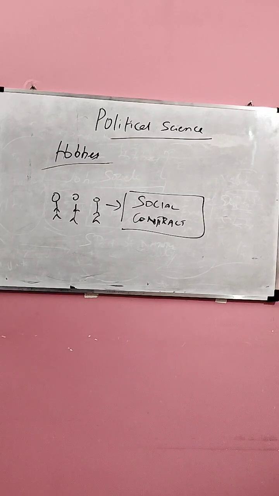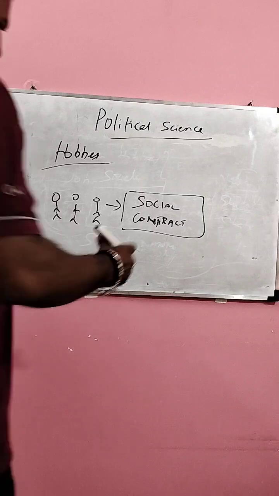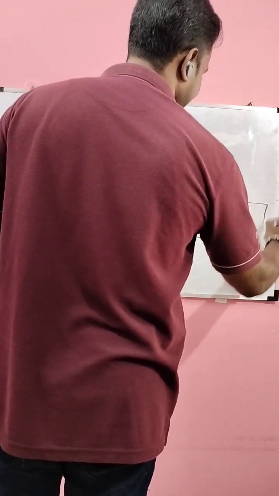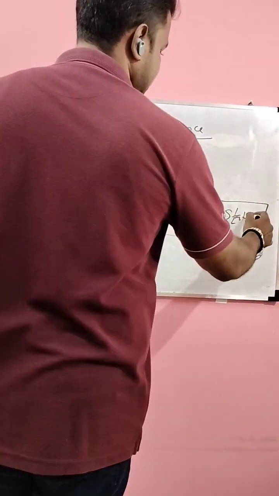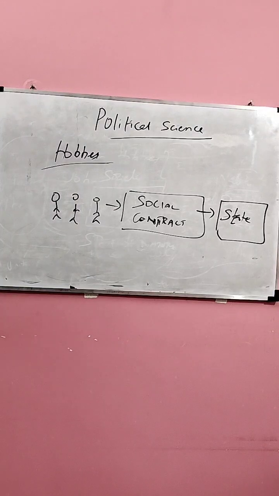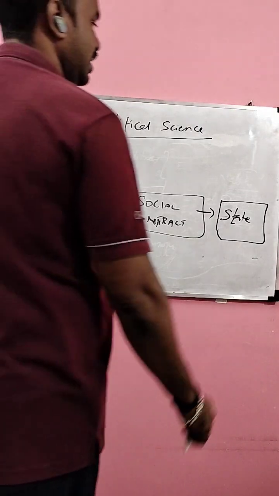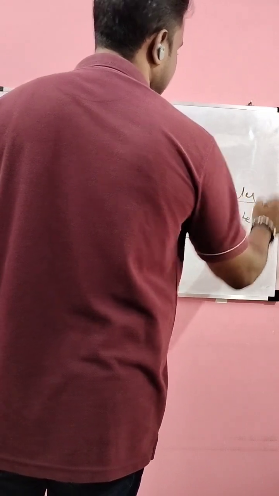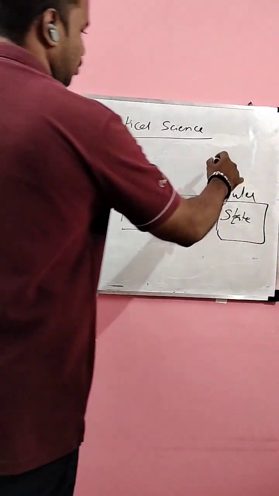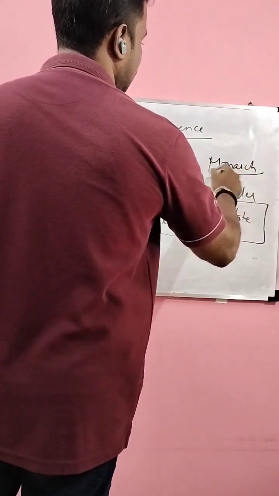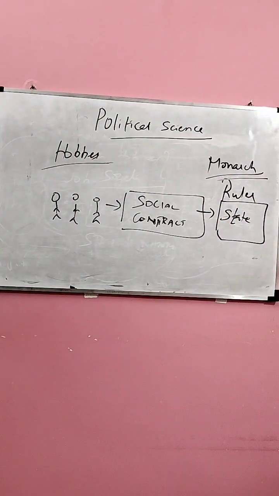So they are signing the social contract. With the signing of the social contract, the institution called state is emerging. Okay, this is the state. Now, as part of the state, you also see another institution called the ruler. In those times, the ruler was generally the monarch or the king, a single ruler who used to rule the state. So this is how the state comes into existence, from the state of nature through the process called social contract.